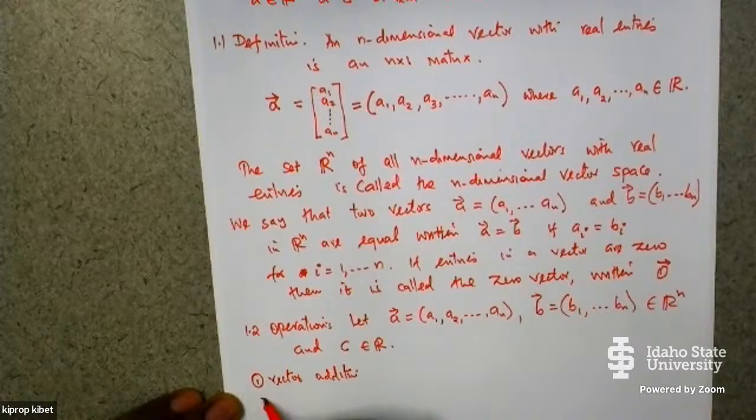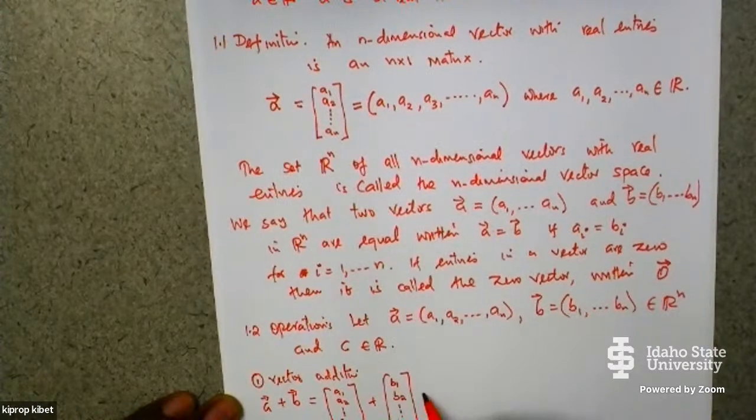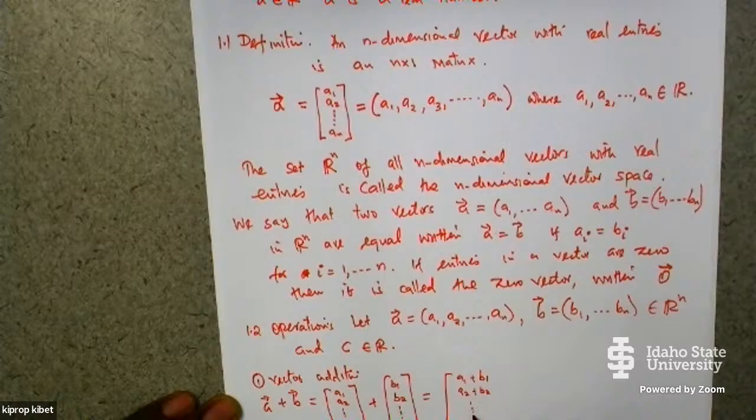Number one, vector addition. The vector A plus the vector B is equal to (A1, A2, ..., AN) plus (B1, B2, ..., Bn), and this is the same as (A1 plus B1, A2 plus B2, all the way to AN plus Bn).